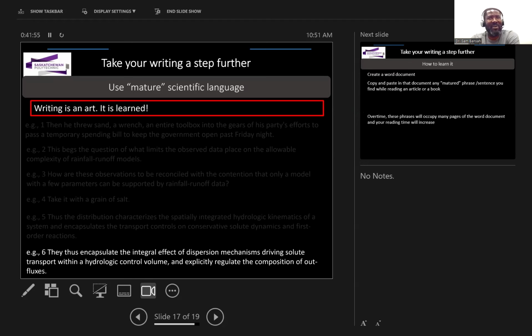The last one. They thus encapsulate the integral effect of dispersion mechanism driven solute transport within a hydrologic control volume and explicitly regulate the composition of out fluxes.